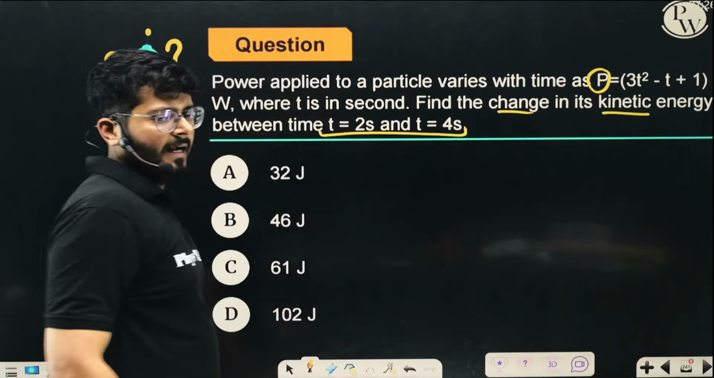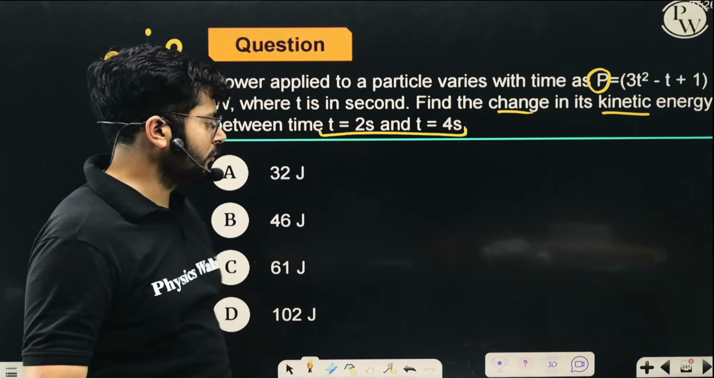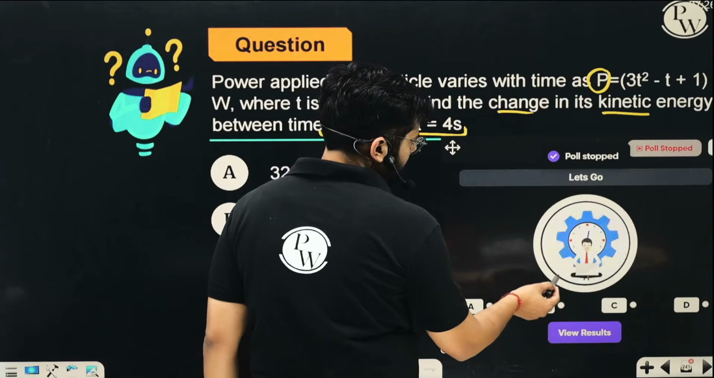Think about it and try to solve it. Yeah, good evening, beta. Think about it and try to solve it. You can have 1 minute. It's a slightly good numerical. That is why I'm giving you some time.